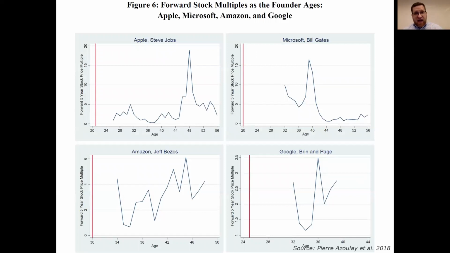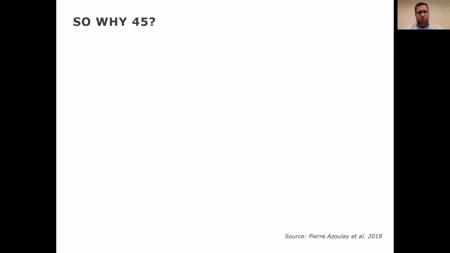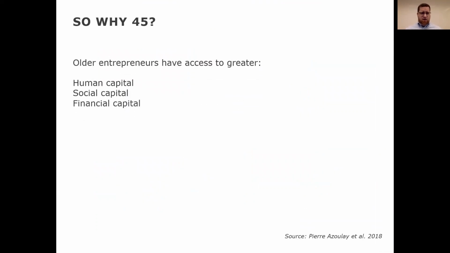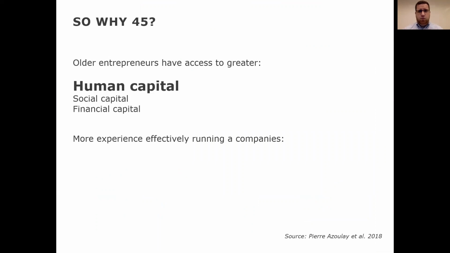But if you look at the age on the x-axis, and look at when the companies really started to take off, the founders were older. This is counter to our thoughts, right? So why 45? And this is why I want to get it back into the experiential learning piece. Older entrepreneurs have access to 3 different types of capital: human capital, social capital, and financial capital. The human capital one's the really interesting thing.